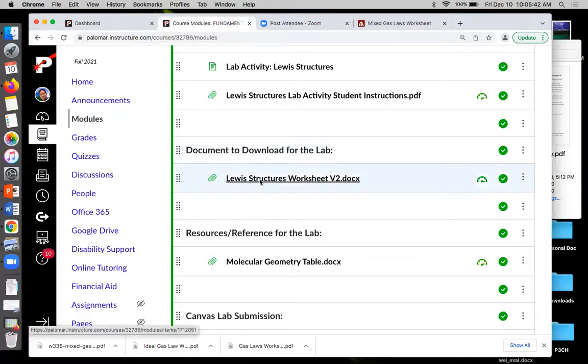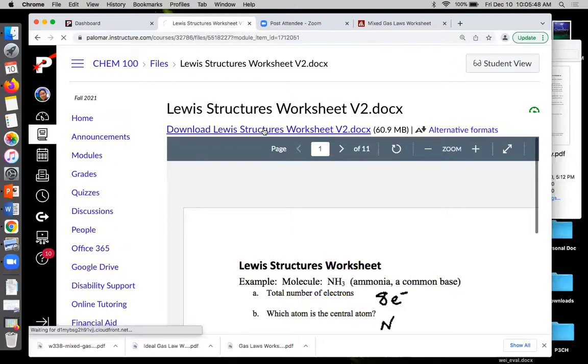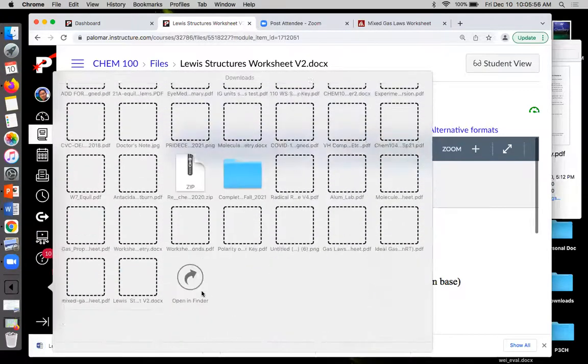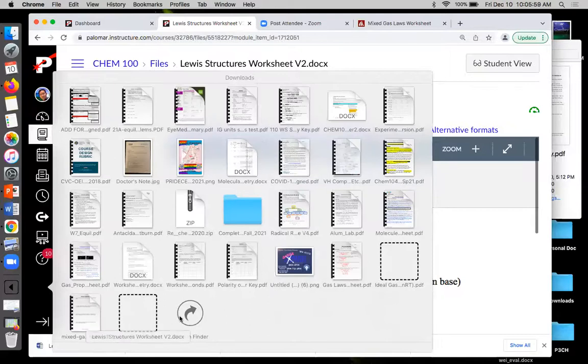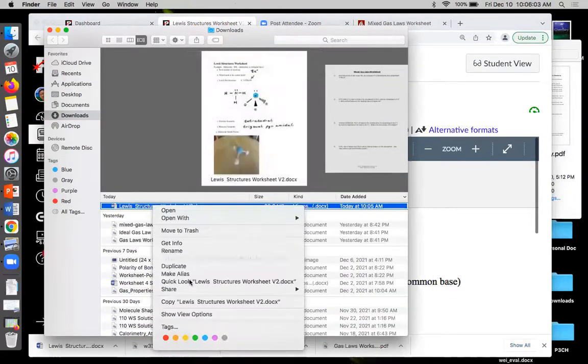All right, and so I'm going to go ahead and download this Lewis structure. I think I have a copy on my tablet, but I forgot to erase all of my work. So just give me a second here. I just need to airdrop this to my tablet.